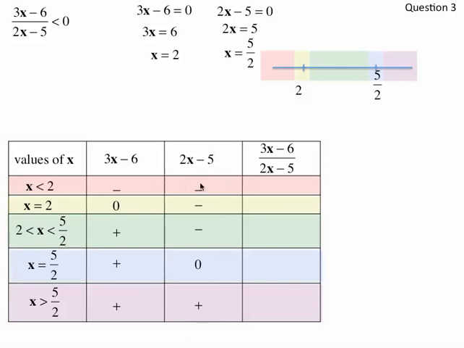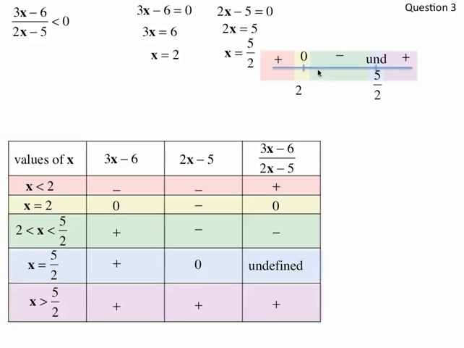Okay, put them together. Negative divided by negative is positive. 0 divided by negative is 0. Positive divided by negative is negative. Positive divided by 0 is undefined, we can't divide by 0. Positive divided by positive is positive. All right, so the regions are positive, 0, negative, undefined, and positive.